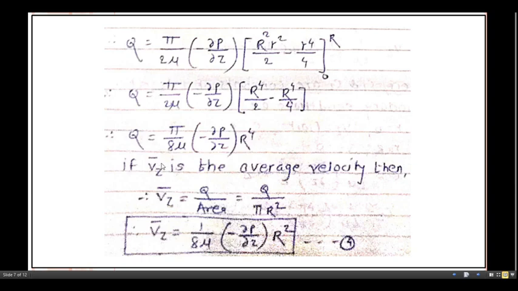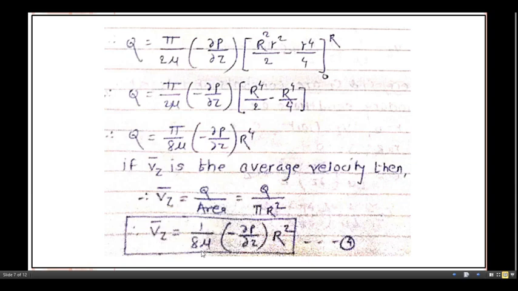If Vz bar is the average velocity, then we can get Vz bar equals Q divided by area. So the value for the discharge is already with us, just substitute here. Area we know, pi r square. So what about the Vz bar?